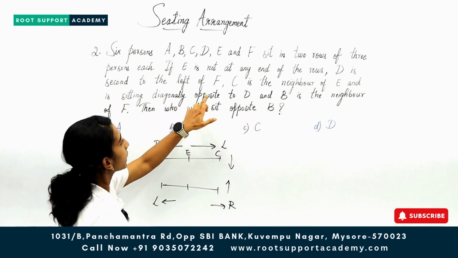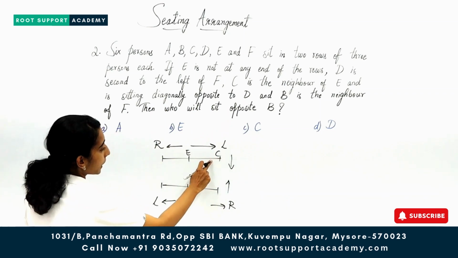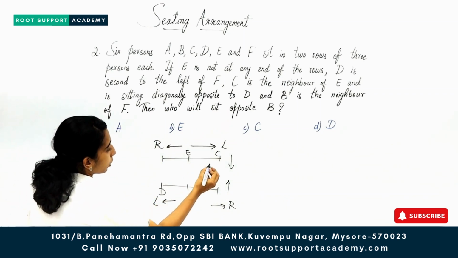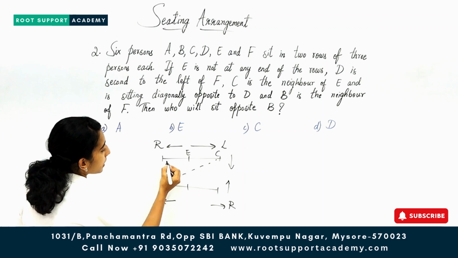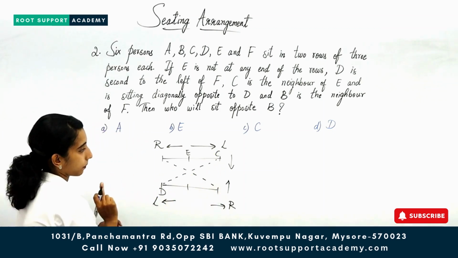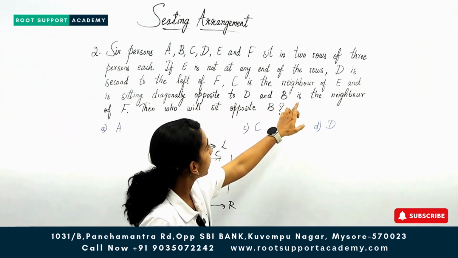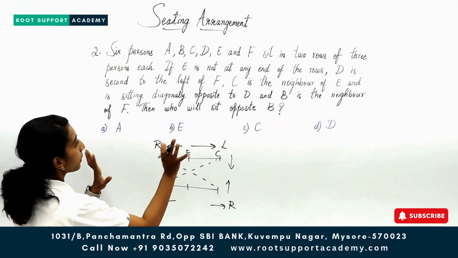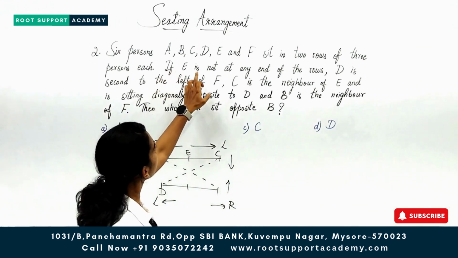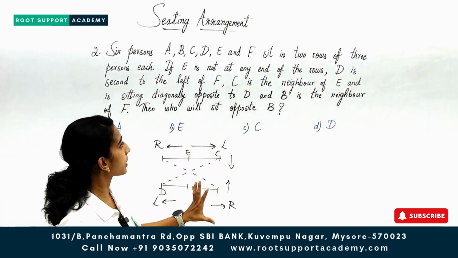And C is sitting diagonally opposite to D. Diagonal opposite means sitting in this way. Next, B is the neighbor of F. F we have still not written. E is not at any corner, that we have written.